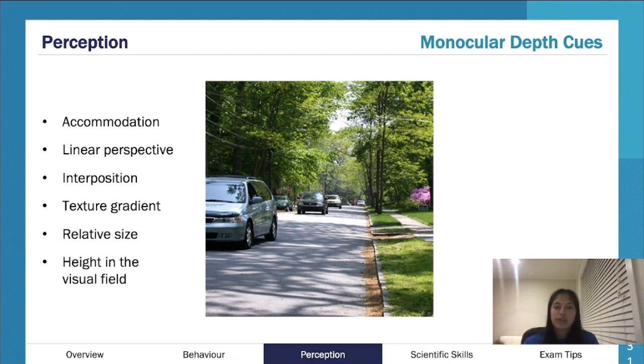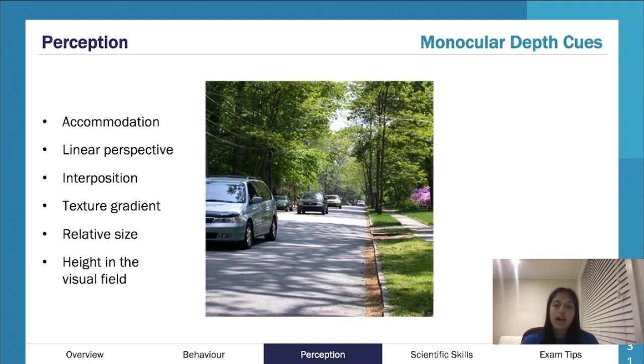Relative size as well, kind of what I was saying with the cup. If something's smaller, this car looks really small compared to this car. You know that these cars, if they were placed next to each other, are probably the same size. So it's that sort of idea of using relative size.